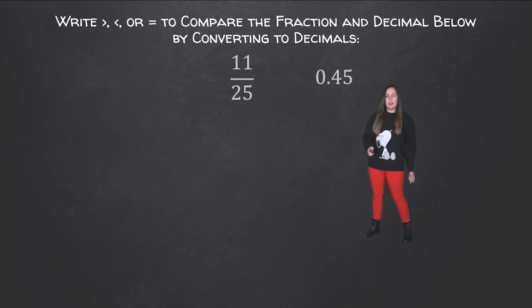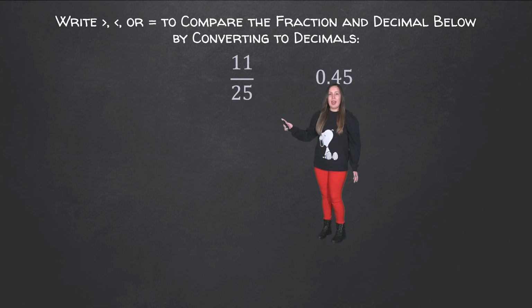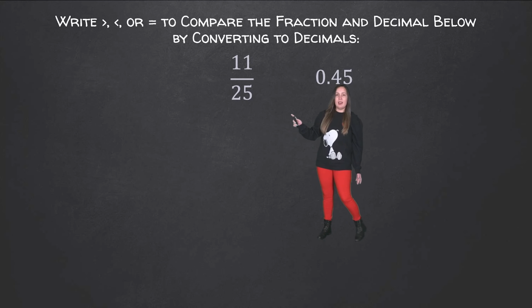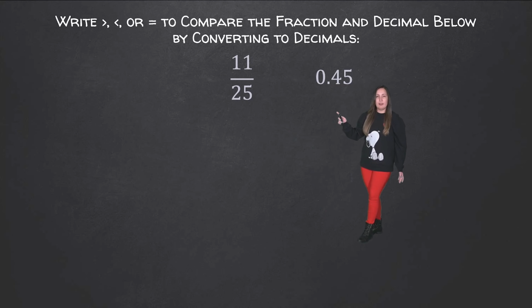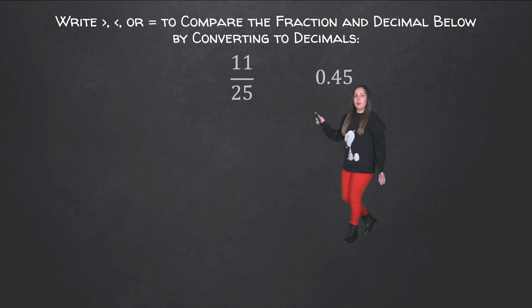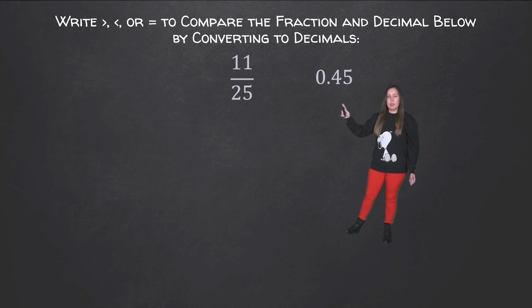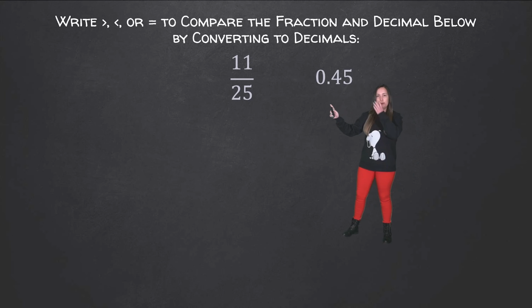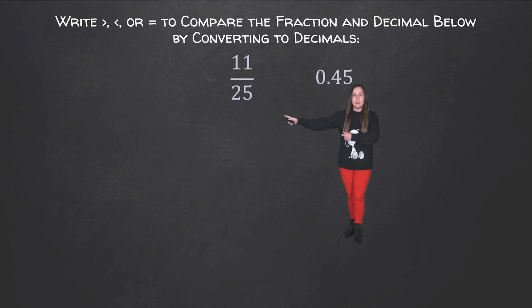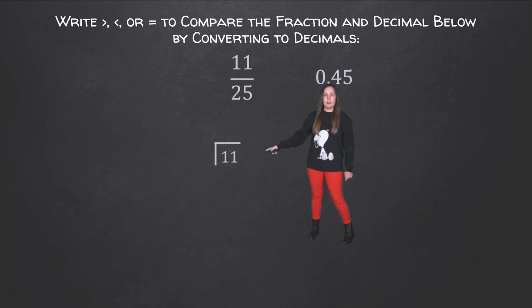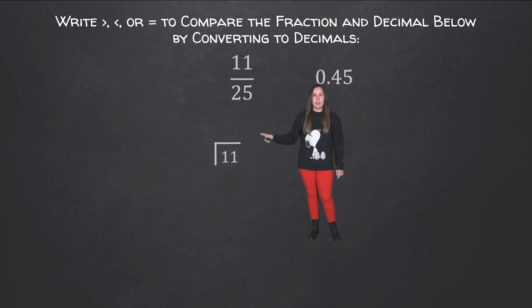So let's do another example. Here we have 11 over 25, and here we have 0.45. Now, in order to compare these, we're going to make sure that both of them are decimals. We have a fraction, and we have a decimal here, so we're going to leave this one alone. And then we're going to use division to convert this to a decimal. So, 11 goes on the inside, our numerator, and then our denominator goes on the outside.